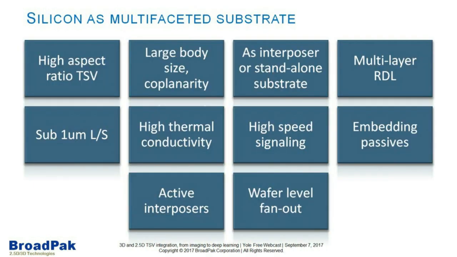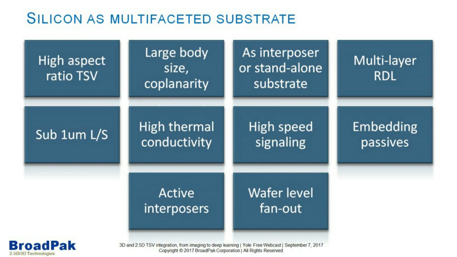Now, having said all of that, the question becomes the mechanism for connecting these devices. What type of substrate is going to be needed? From what we see, silicon is really a multifaceted substrate. For one thing, we can definitely make it with a high aspect ratio TSV. The processing has actually evolved for making the TSV, so a much higher aspect ratio is possible now. And once this capability is there, we can make a larger body size interposer, meaning we can manage the coplanarity, and that should make it possible to build a larger system.